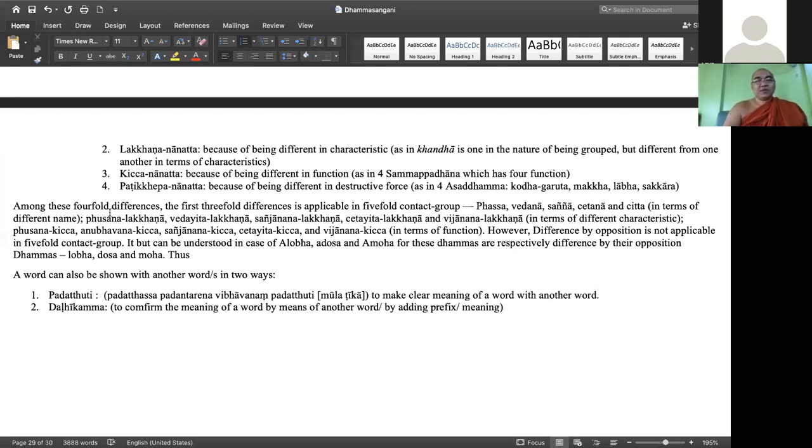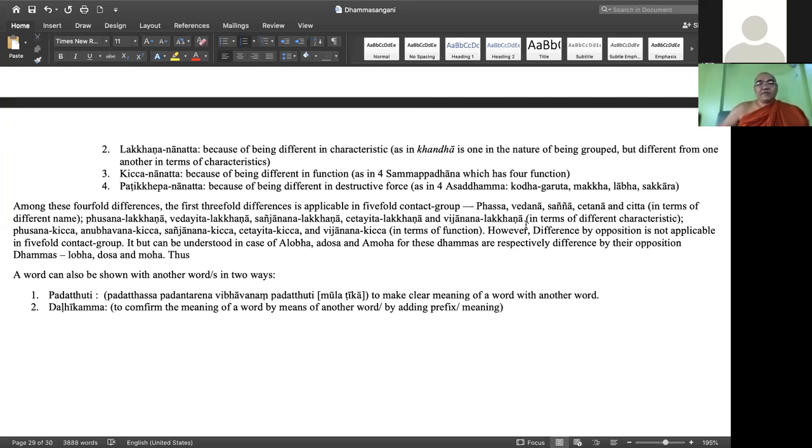For phassa, we have phusana lakkhana. Vedana is vedayita lakkhana. Phusana means touching, then enjoying, then sanjanana, recognizing, then cetayita, encouraging, then vijanana, knowing. So they have different characteristics. Because of this, they are also said to be differences.